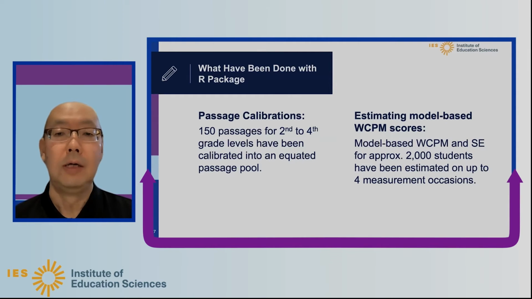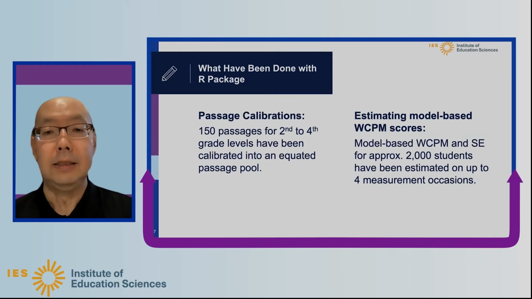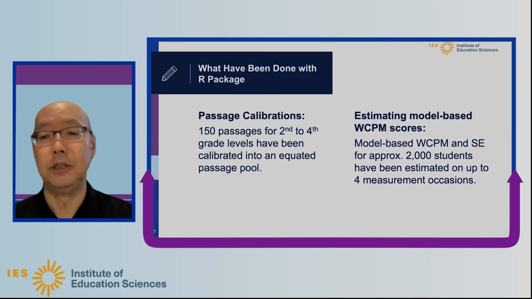And also, in the previous project, we collected longitudinal data for approximately 2,000 students for those 3 grade levels, up to 4 measurement occasions. And for each measurement occasion, we have estimated the model-based WCPM scores as well as their standard errors.